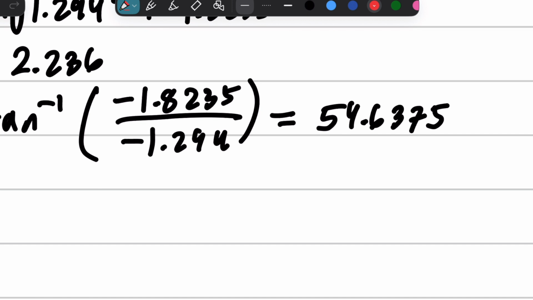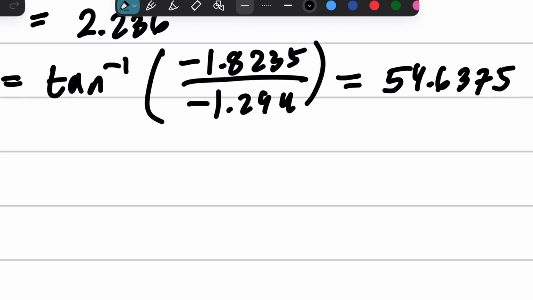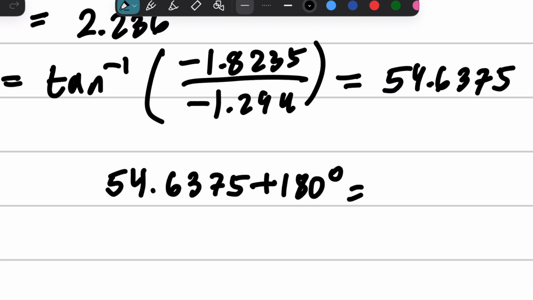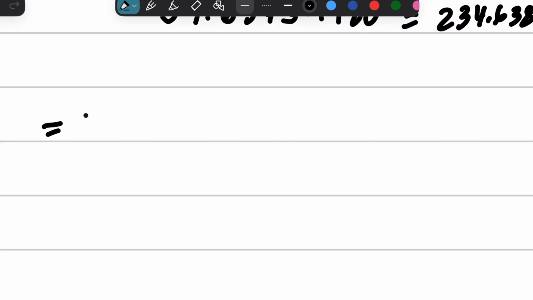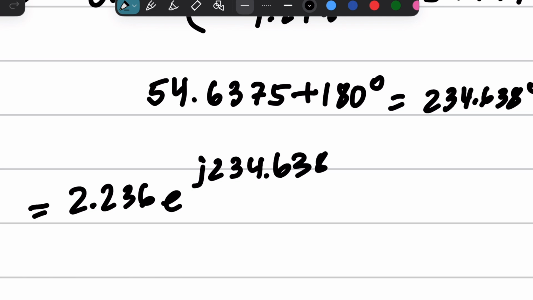And that was something that I've had to play around with, right? Because a lot of the times professors will just say, add 180. And you're like, why? Well, they don't really amply explain it because they expect you to know that. And you should know that. But I want to make sure that everybody here doesn't make that kind of a mistake. So we're going to add 180 degrees. And so our actual answer is going to be 234.638 degrees. And so our final result is this: 2.236 e^j234.638 degrees. Okay.